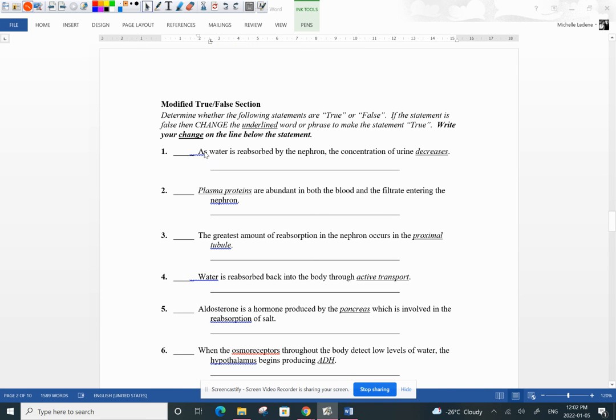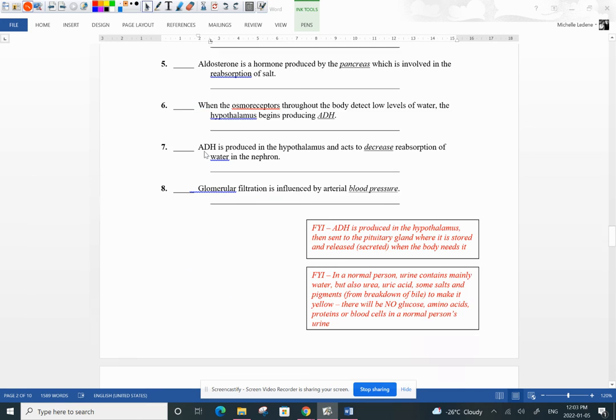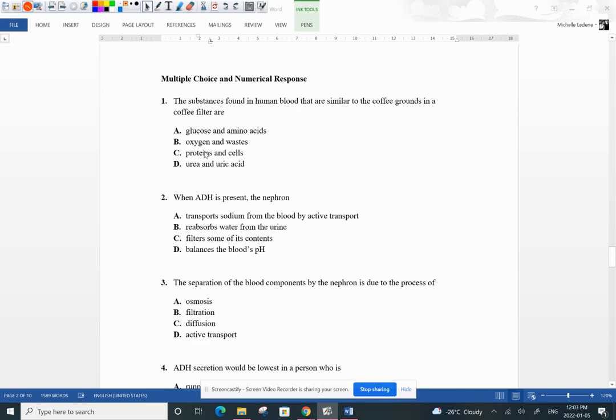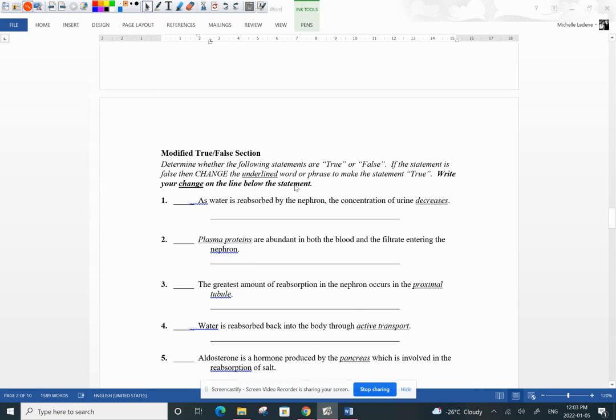So your last thing in this booklet is to work through the true and false and practice questions, and hopefully that helps you be more familiar with osmoregulation. Okay, take care.